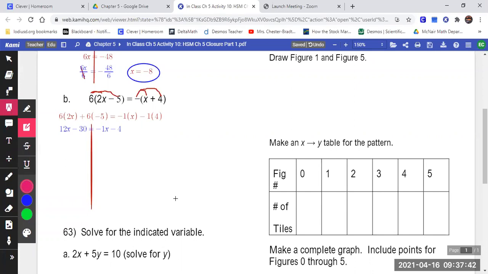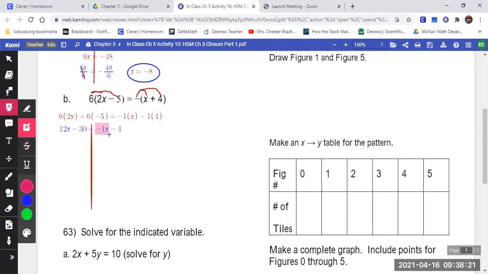What are we going to do first for this problem? What would be our first thing we have to look at? When we go to do the problems, where do we look first? Letters or numbers? Letters. And what letters are we going to move first? What letter? The negative 1x.